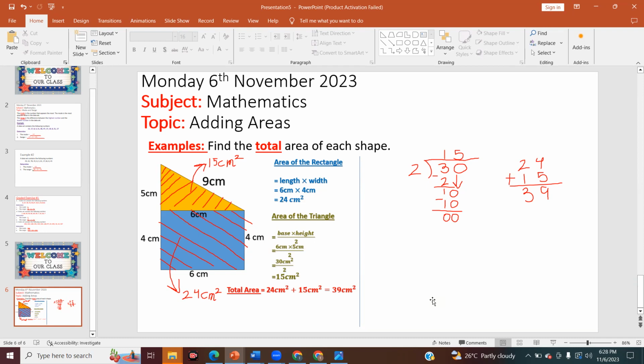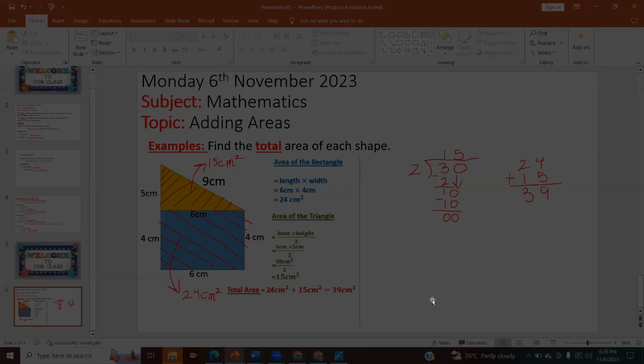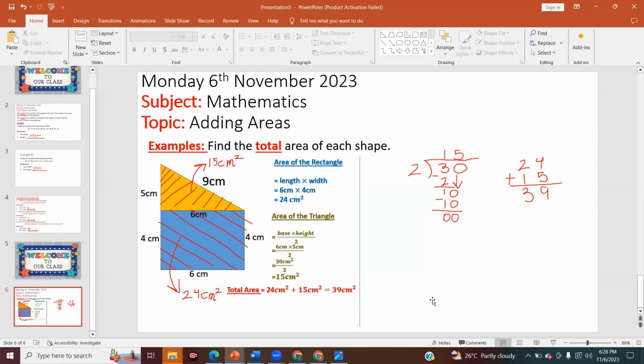Chardonnay, you understand how we got 39 centimeters squared? Yes, sir. How about you, Santos? You understand how we got it, Santos? Yes, sir. And Rashid and Olivia, do you understand how we got 39 centimeters squared? Yes, sir. Okay.